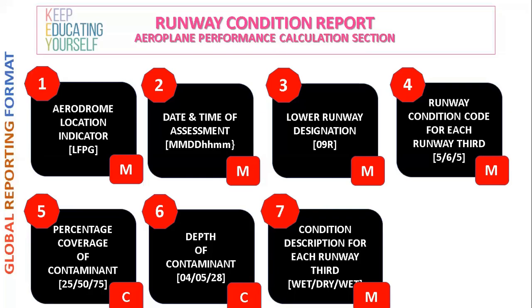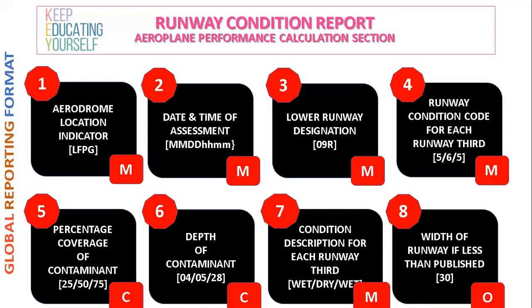Those are now compacted snow, dry snow, dry snow on top of compacted snow, dry snow on top of ice, frost, ice, slush, standing water, water on top of compacted snow, then wet ice, wet snow on top of compacted snow, wet snow on top of ice. So the total contaminants which have to be reported are now 17.